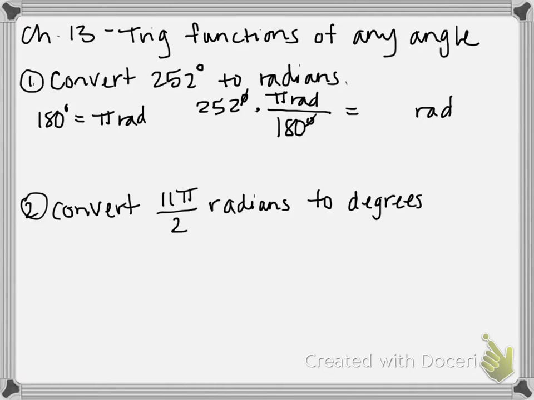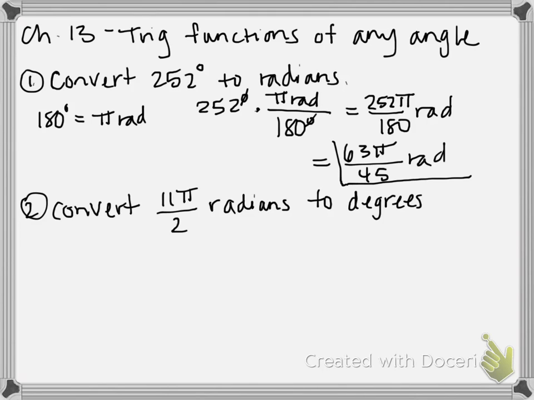So let's see. What do I get? I get 252 pi over 180. All right, 252 over 180, that's going to reduce. 4 goes into 252 and 180, so this reduces to 63 pi over 45 radians.